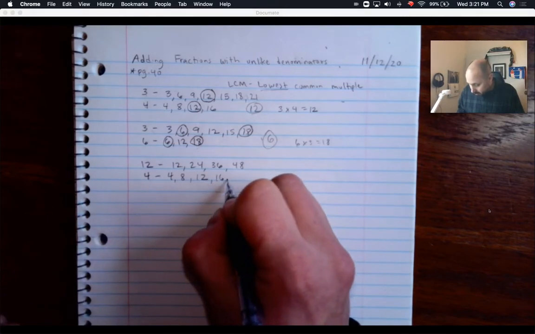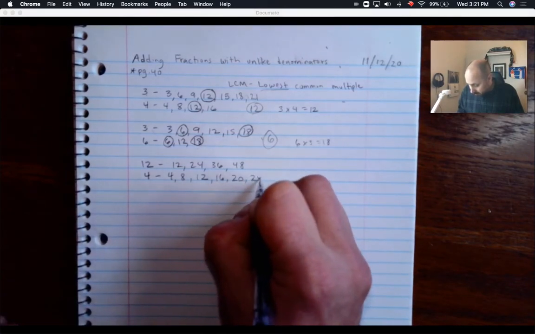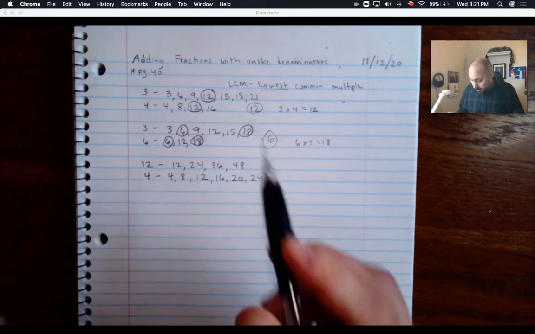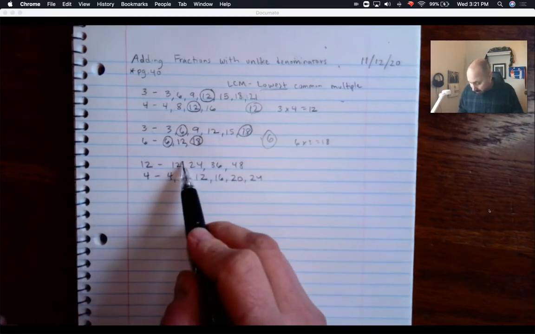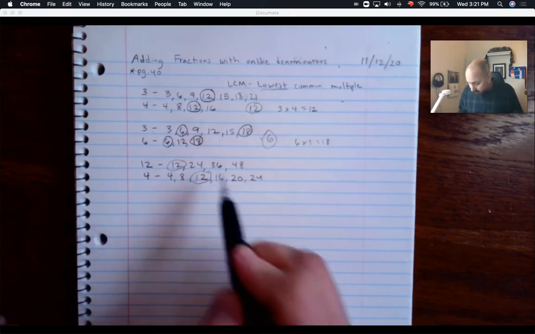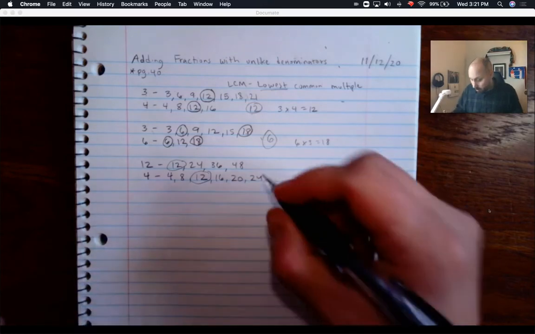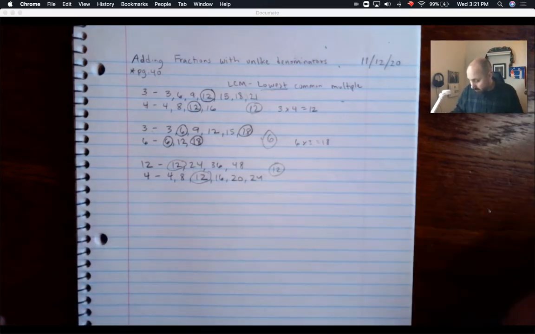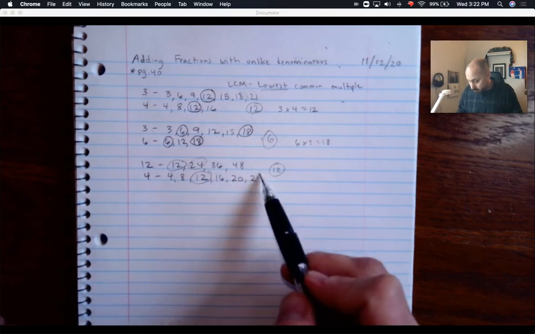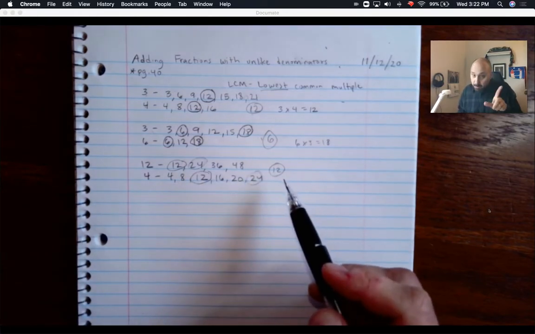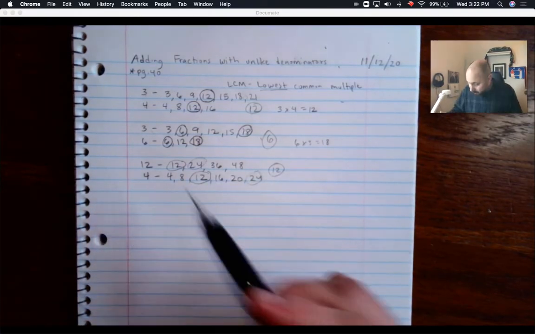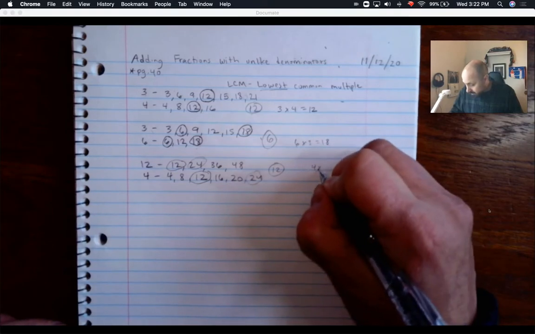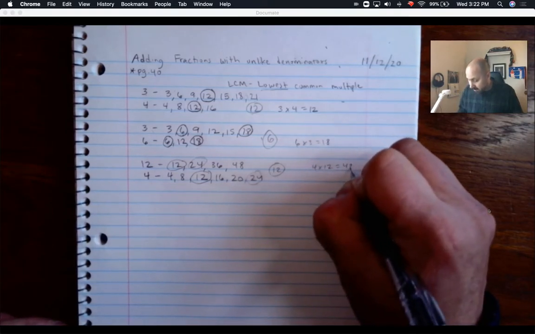We could keep going. 16, 20, 24. All right, but lowest common multiple, look what I already see. I see a 12 here, and I see a 12 there. So the lowest common multiple of 12 and 4 is 12. You also notice there's a 24 and a 24. And when I multiply 4 times 12, I actually get 48. So that's also a multiple.